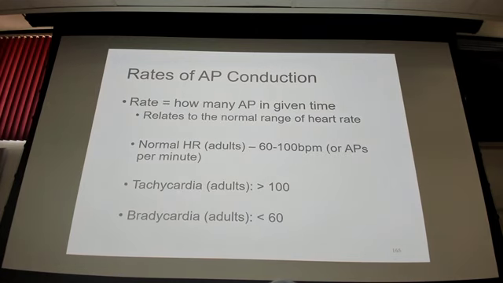So we talk about this, the rate of AP conduction, right? It correlates to our heart rate. That AP conduction, 60 to 100 beats a minute, 60 to 100 action potentials a minute, translates into what we just covered, which is ventricular contraction. Right?